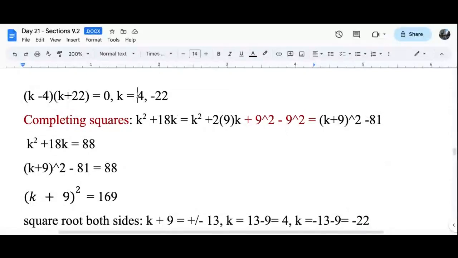Anyone has any question? Right, we just focus on the square term and the k term. We divide the coefficient of k by 2. 18 divided by 2, that's 9. So we just add 9 squared, subtract 9 squared.